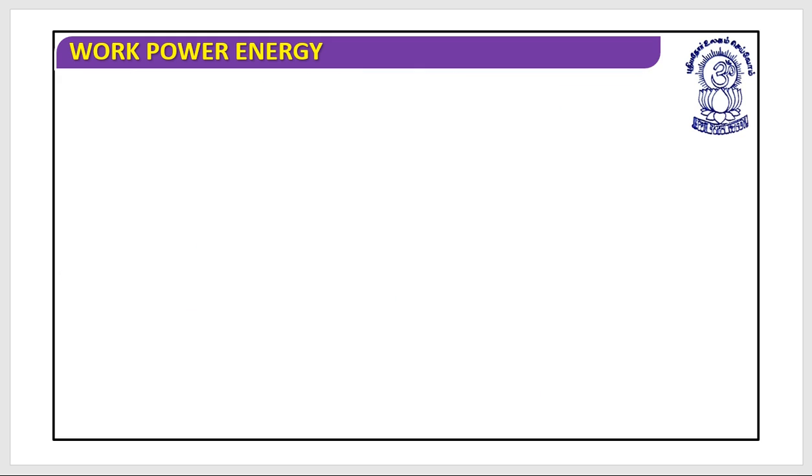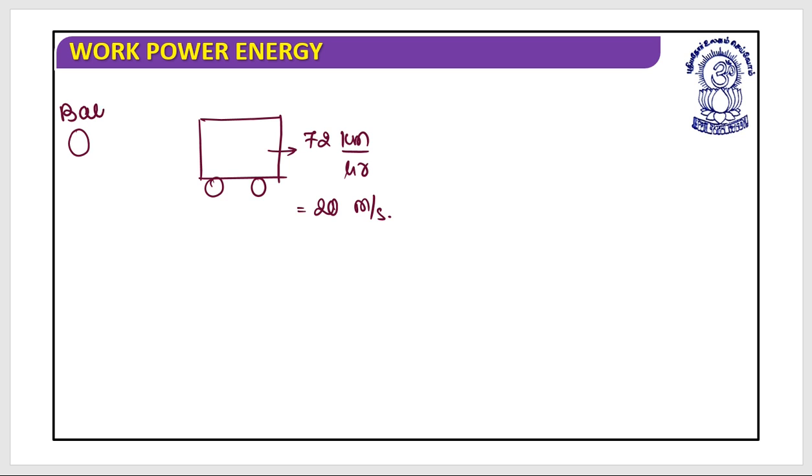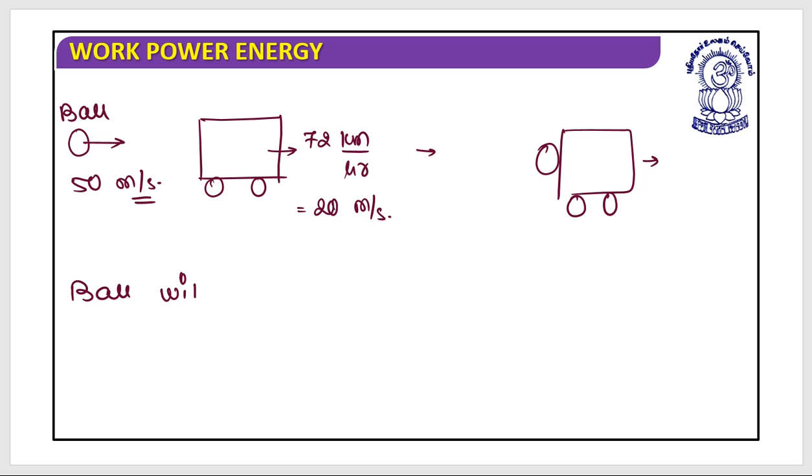So let's try to feel it: suppose a truck was going with a speed of, let's say, 72 kilometers per hour. That means it is 20 meters per second, and a ball is thrown towards the truck with a speed of 50 meters per second. So they are going to collide for sure. And once they collide, suppose something like this.